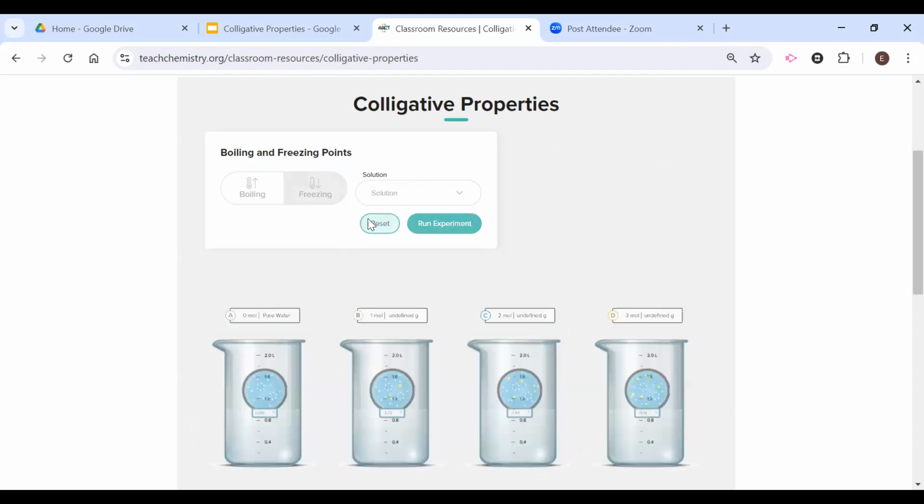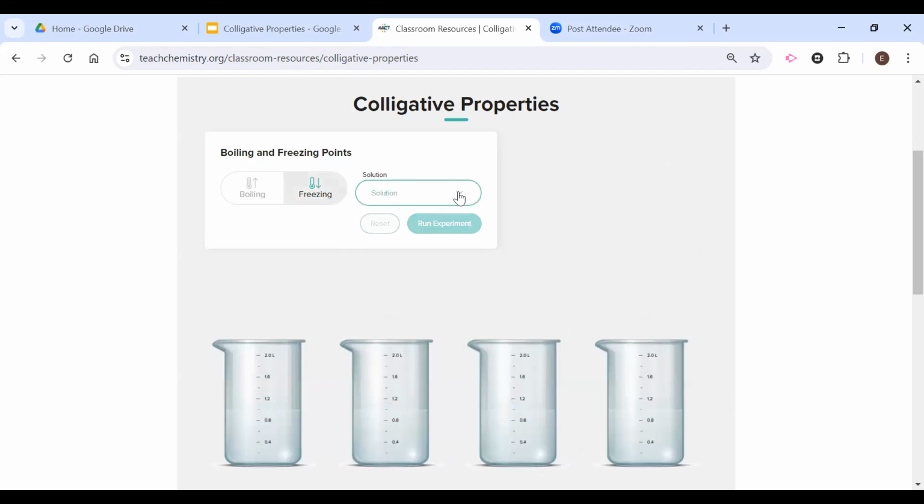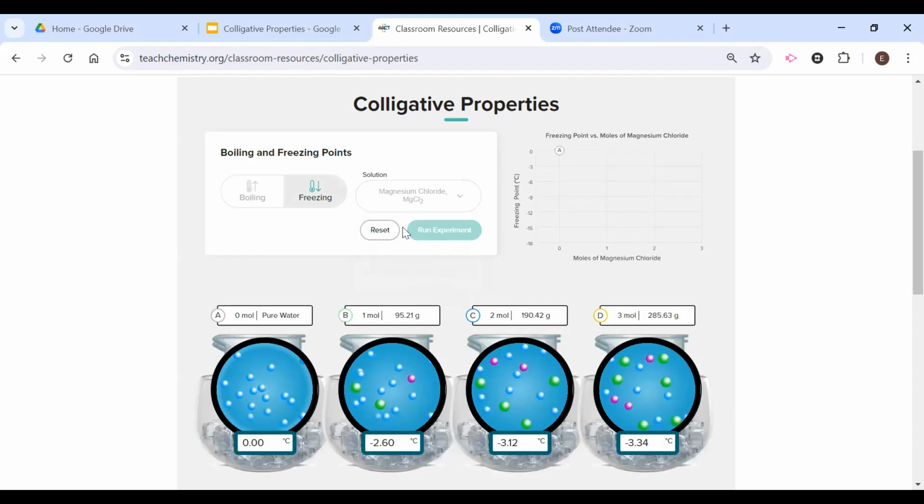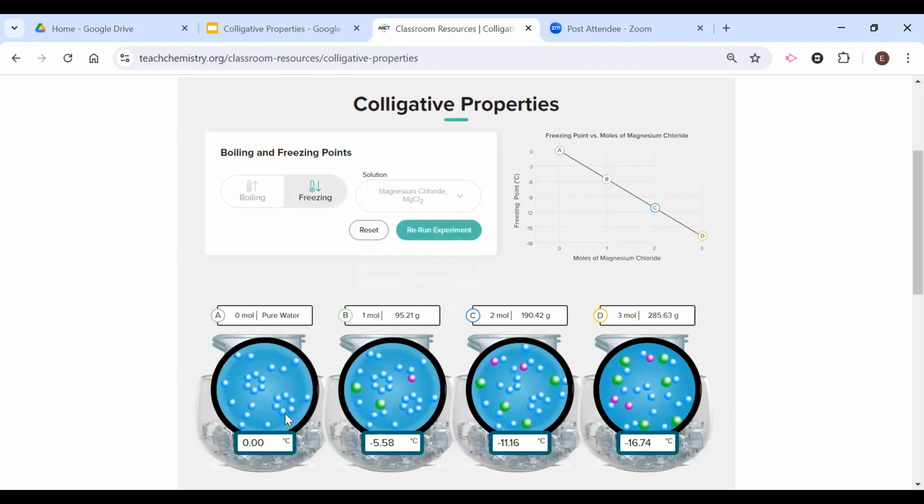Then let's do this. We put this one, we run. More particles. You see that? So this is just a simulation to show you what is really happening. So you see the particles hinder the molecules from coming together, from freezing.